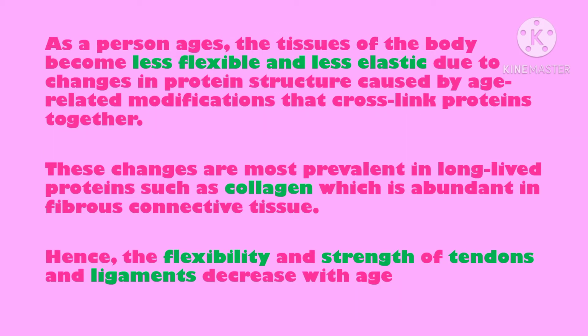So in general, as a person ages, the tissues of the body become less flexible and less elastic, in part due to changes in protein structure caused by age-related modifications that cross-link proteins together. When we say less flexible, it means not being able to do something or perform. So our body tissues will not be able to perform when we get older. And also the tissues in the body become less elastic.